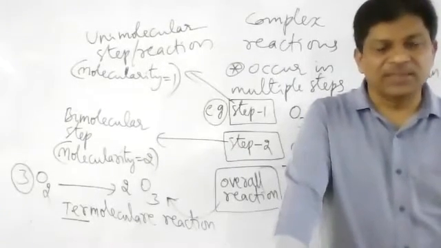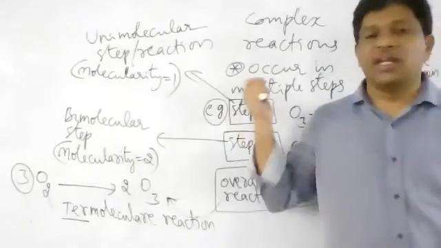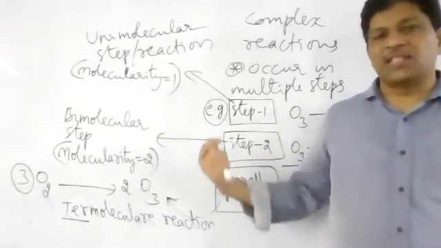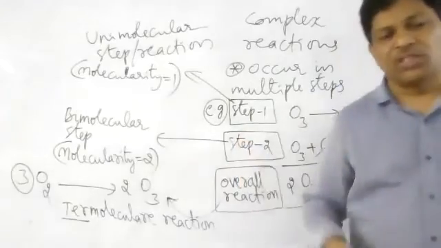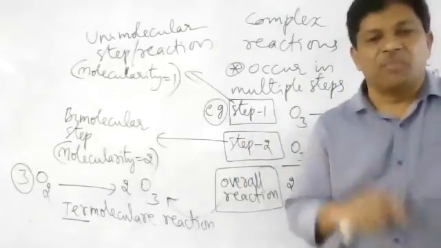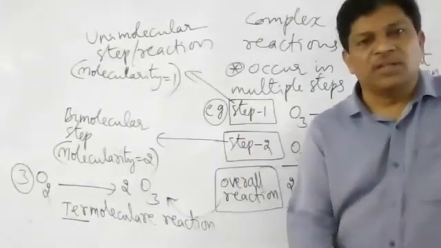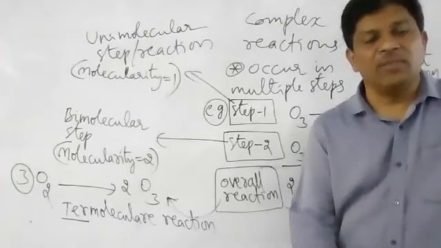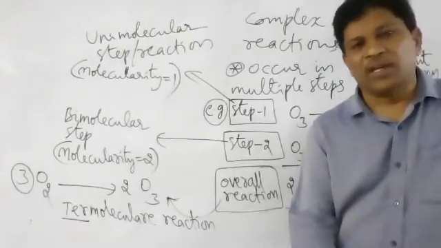So this concept is about the classification of chemical reactions based on rate and based on number of steps. Is that clear? Now for complex reactions, we need to study the mechanism of reaction. Mechanism of reaction means the path of chemical reaction.